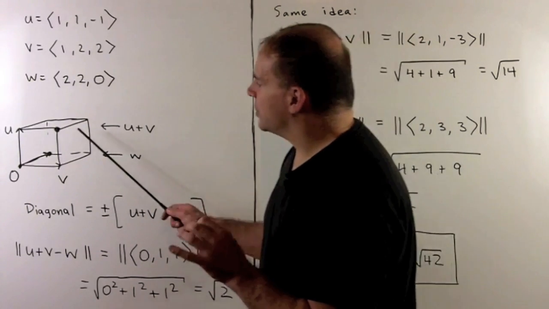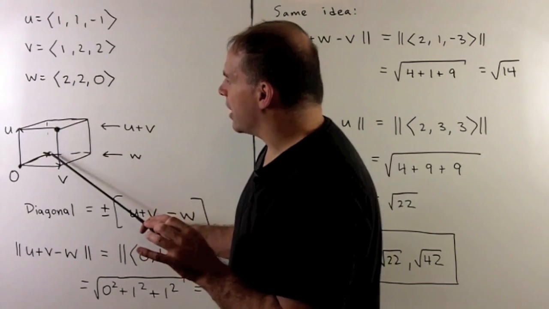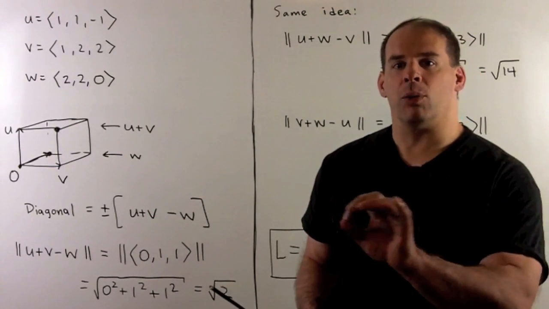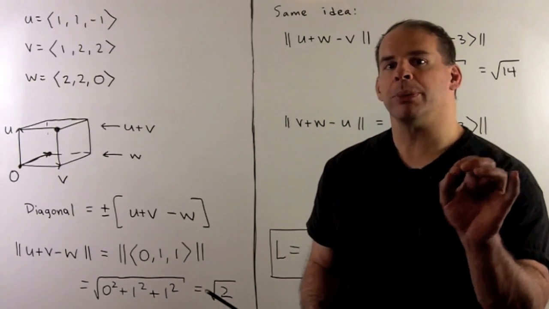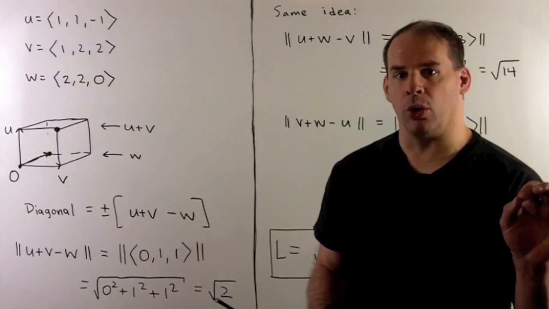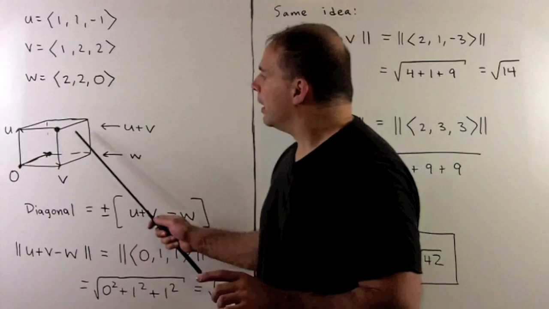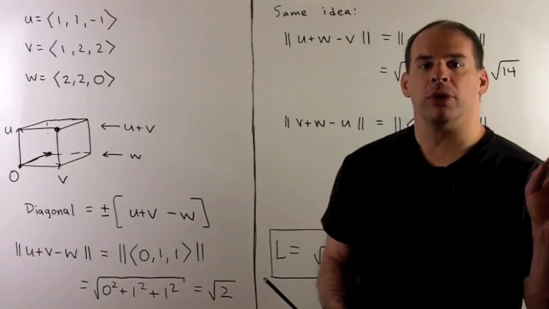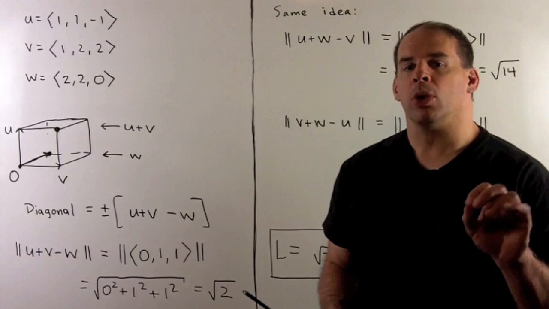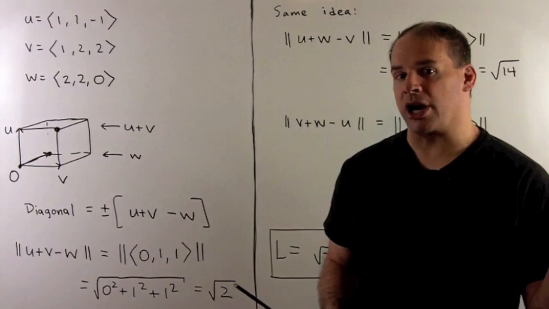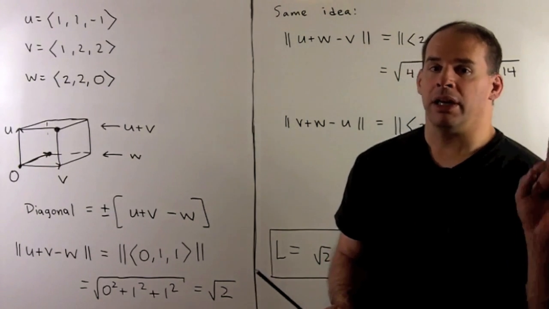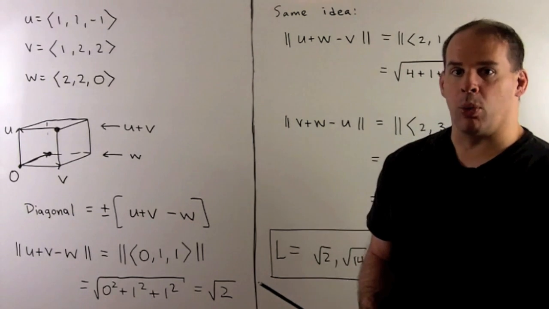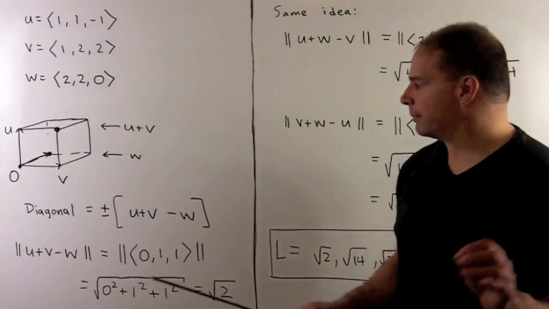So if I want to consider the vector that joins u plus v to w, we're not based at the origin. If I wanted to make a vector that was based at the origin, we would just take the difference and slide it over. So this diagonal here can be represented as the vector u plus v minus w, or its negative, depending on what direction we want to go in. Here we only care about the length, so the direction isn't going to be important, so I can use plus or minus.